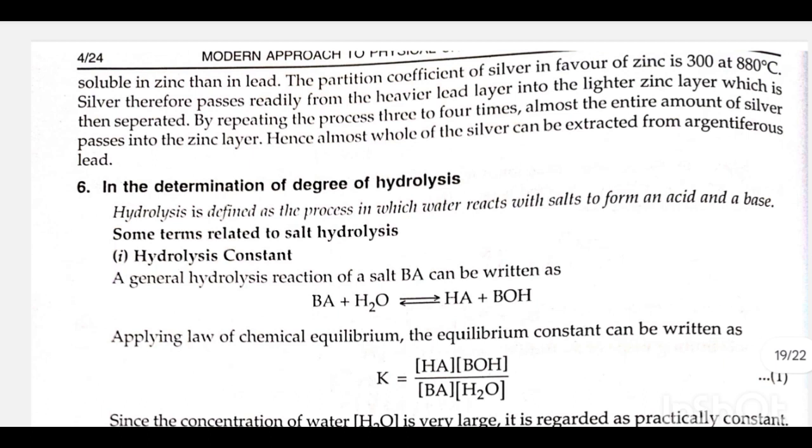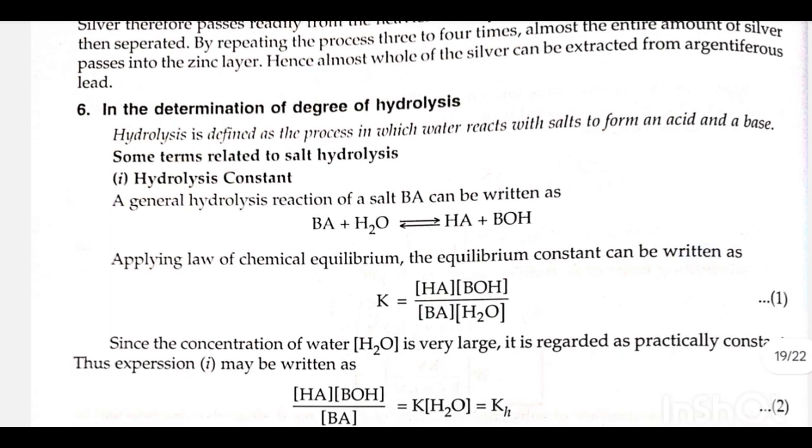Silver therefore passes readily from the heavier lead layer into the lighter zinc layer, which is then separated, repeating the process 3 to 4 times. Almost the entire amount of silver passes into the zinc layer, hence almost the whole of the silver can be extracted from argentiferous lead.